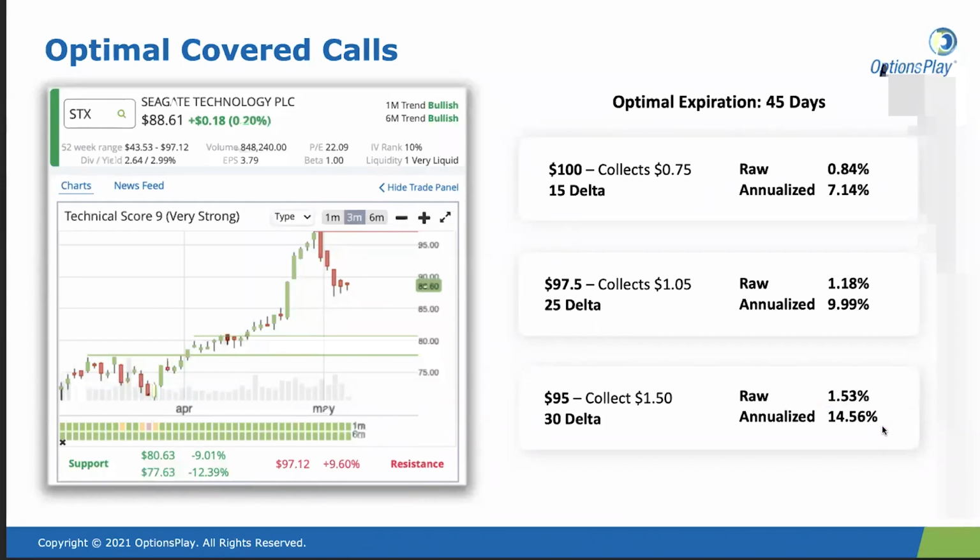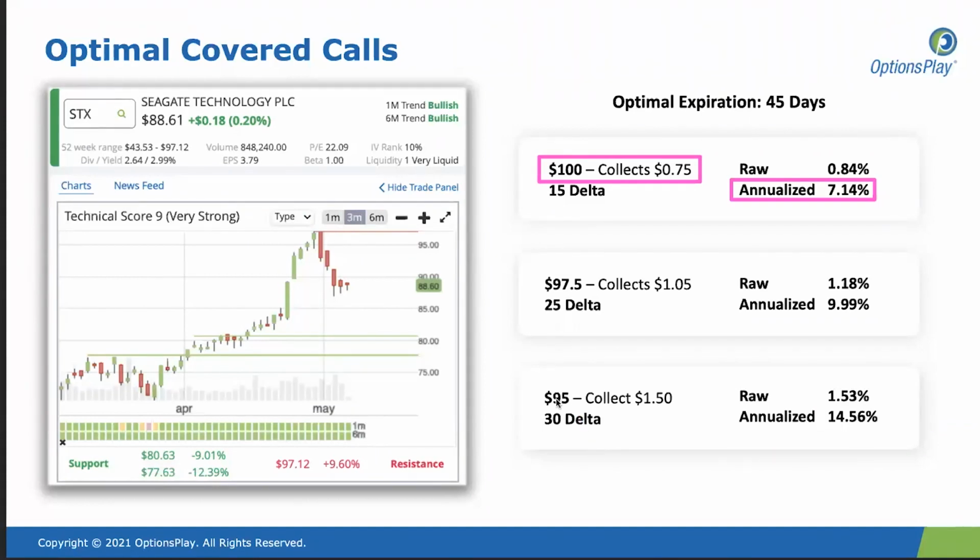Now, this is really where our backtesting over and over again, over tens and tens of thousands of trades, leads us to the answer, which is the fact that the $100 strike price that collects the least amount of premium or the least amount of income, here in this particular 7%, is what's going to actually yield you the highest return in the long run. And why is that?